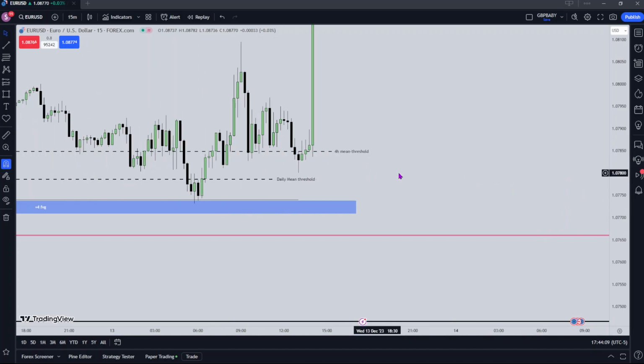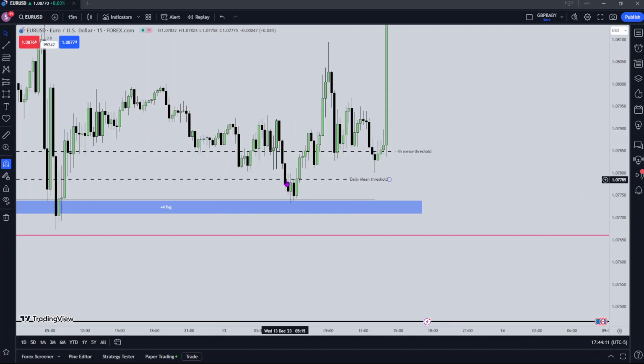So now we have two levels. We have the daily mean threshold. Do we trade above it? Yes, and we close above it. Now I'm anticipating this to continue to act as respect.